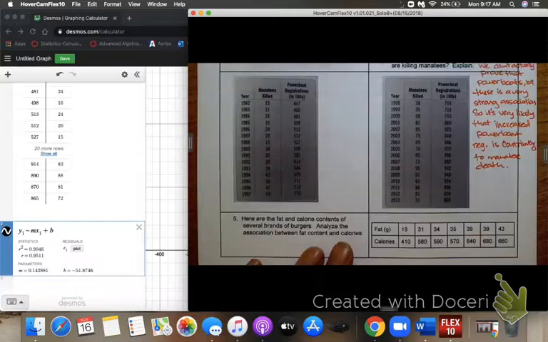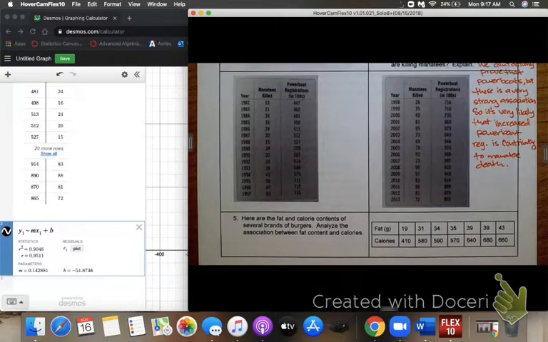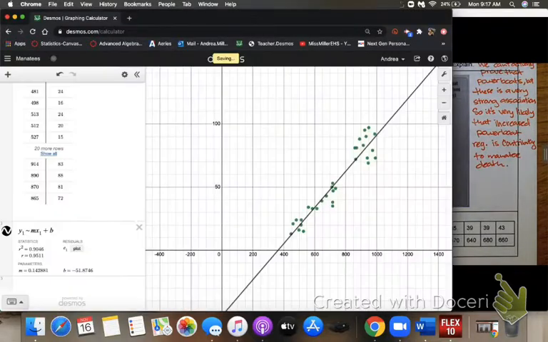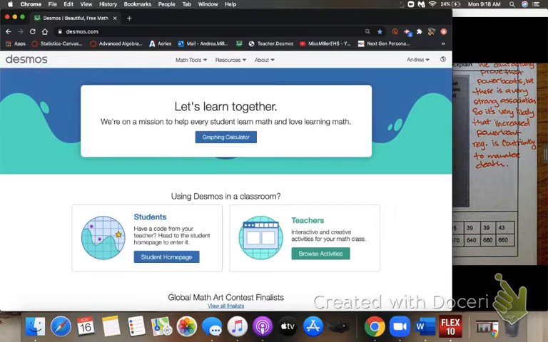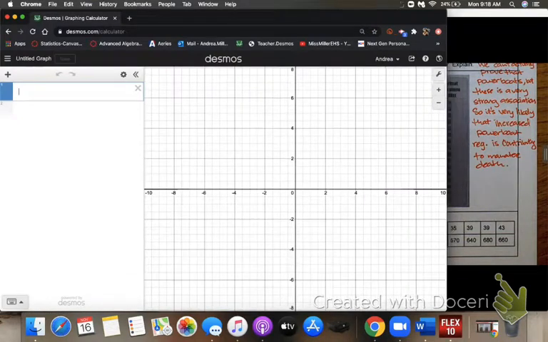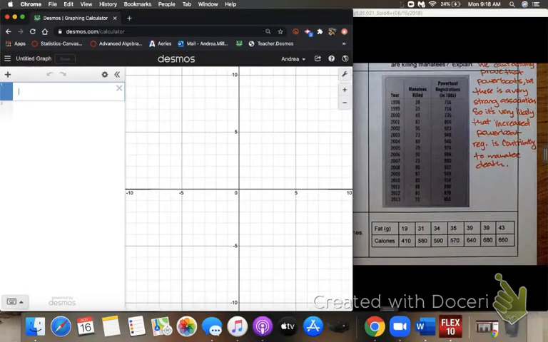Number 5 says, here are the fat and calorie contents of several brands of burgers. Analyze the association between fat and calorie content. So I'm going to go back here to Desmos. I'm actually going to save my manatee graph before I open a new graph. I'm going to open a brand new graph here, and I'm going to use these numbers that they gave me for fat and calorie content.